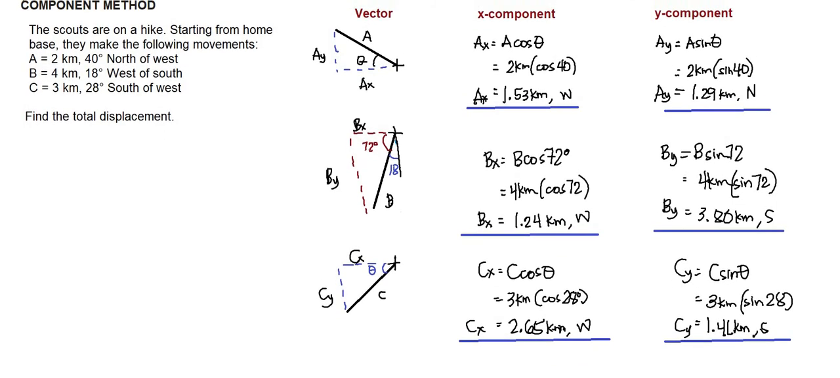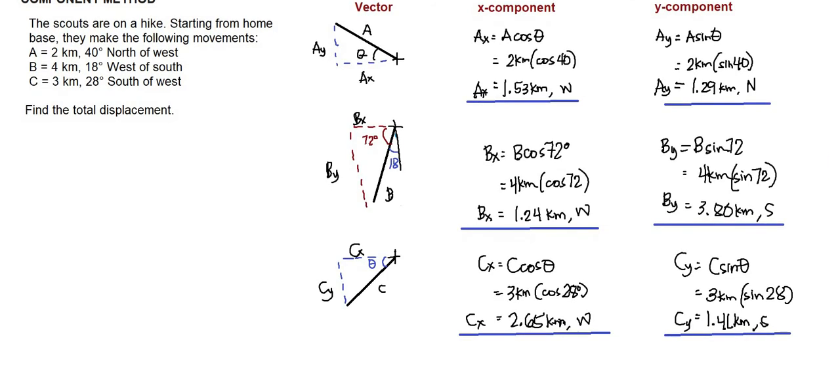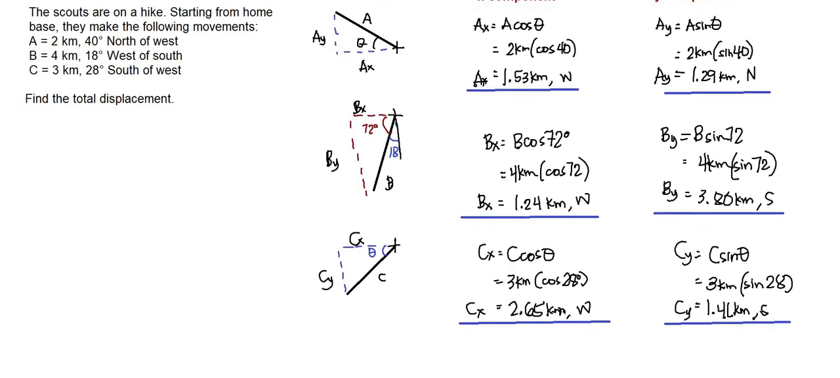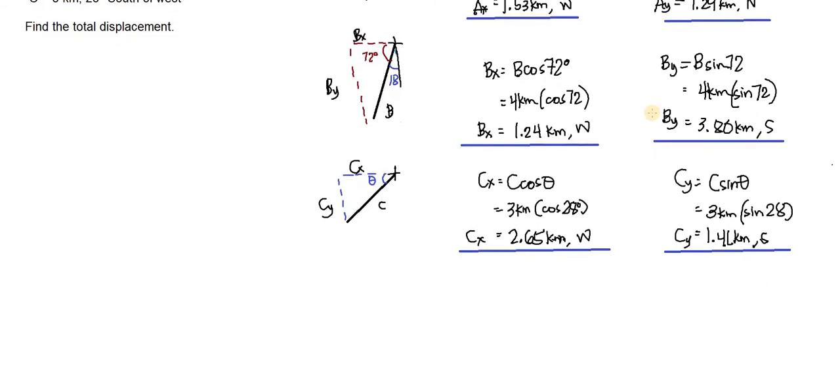After that, the next thing you have to do is to add all the x components and all the y components. Pag mag-add na kayo lahat ng direction, magiging sign. West is negative, and south is negative, north and east is positive. So let's have here the resultant.